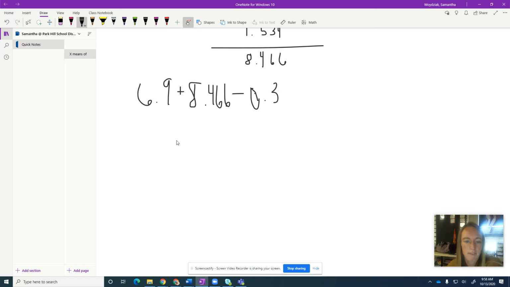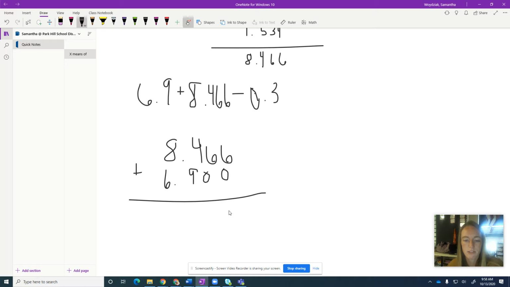So I now have 8. And I always like to put the number that has the most amount of digits at the top. But as long as you line up the decimal point, it doesn't matter. So 8 and 466 thousandths plus 6 and 9 tenths, or 90 hundredths or 900 thousandths. I like to fill those in with zeros. I add 6 plus 0, 6 plus 0, 9 plus 4 is 13. Bring my decimal down. 8 plus 6 is 14 plus 1 is 15. So right here, I now know is 15 and 366 thousandths.